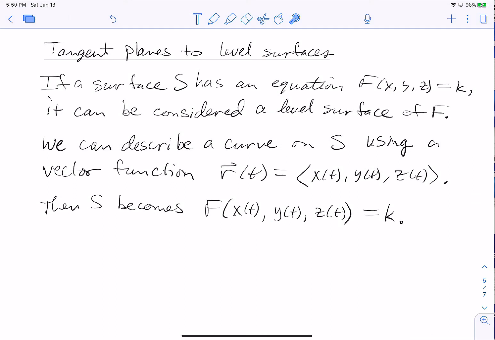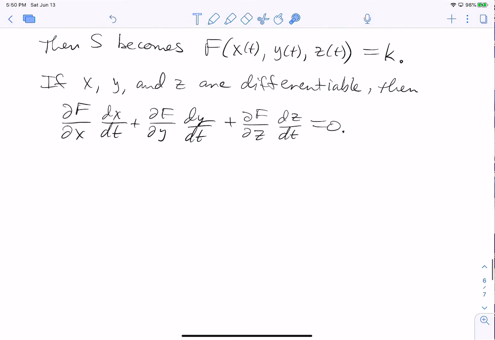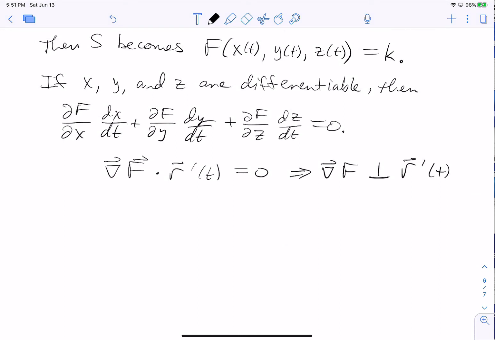If the component functions x, y, and z are differentiable, then finding the derivative using the chain rule, partial of f with respect to x times dx dt, and then so on for y and z, adding them together, equals 0. Well, we can express this as del f dot r prime of t is equal to 0, which means that the gradient vector del f is orthogonal to the tangent vector r prime of t at any point x naught, y naught, z naught.